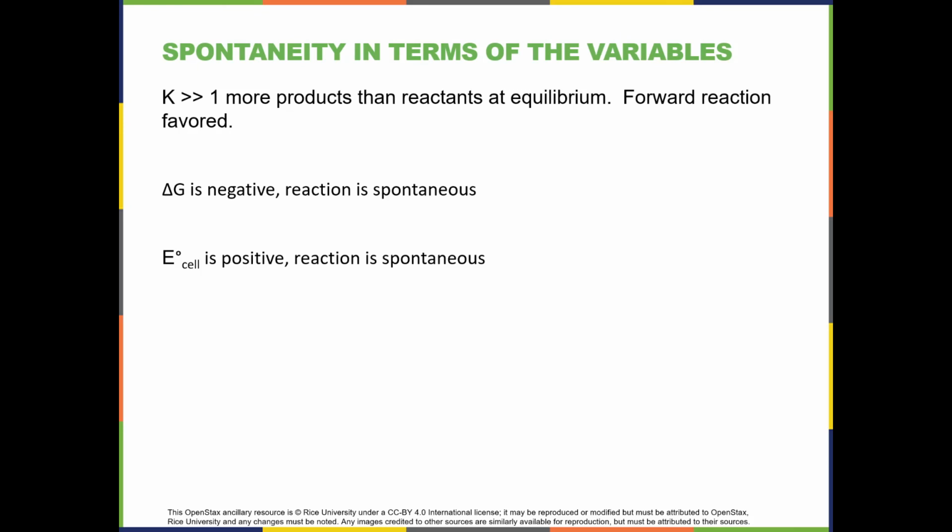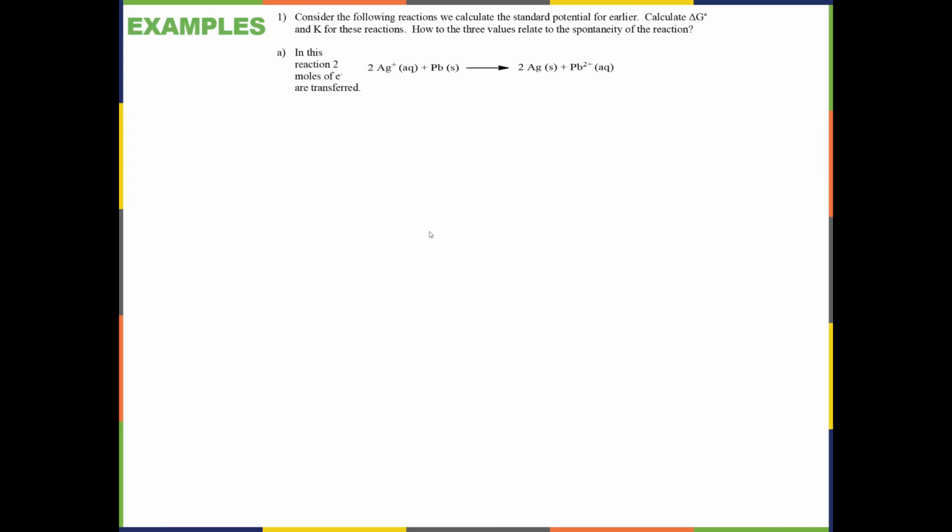So as I mentioned a second ago, if K is much greater than 1, and remember that K is products over reactants, that means we have much more products and much less reactants. Said another way, the forward reaction is favored. If delta G is negative, the forward reaction is spontaneous. If E cell is positive, the forward reaction is spontaneous. So all of these values are related to each other. So let's do two examples where we relate these values.